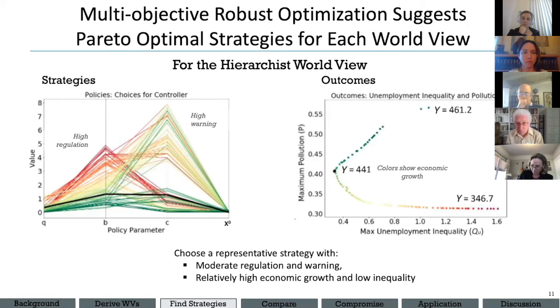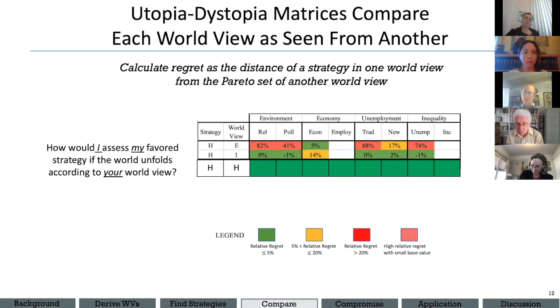Okay, so now we want to compare different strategies, or different worldviews. And here we use this device of the utopia-dystopia matrix, which is basically the idea that if you take a strategy that's well aligned with the world, you get a happy outcome.